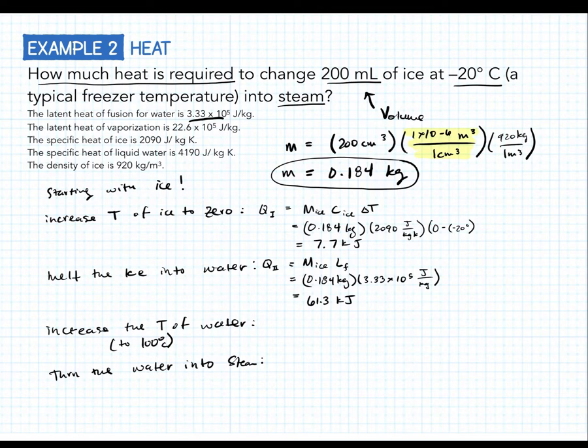Then we want to heat the water. Okay, so once again we use MC water, delta T. Okay, so still 0.184 kilograms. The mass hasn't changed. But now we use the specific heat of water because we're dealing with water. And the specific heat of water is much higher than the specific heat of ice. It's 4190 joules per kilogram Kelvin.